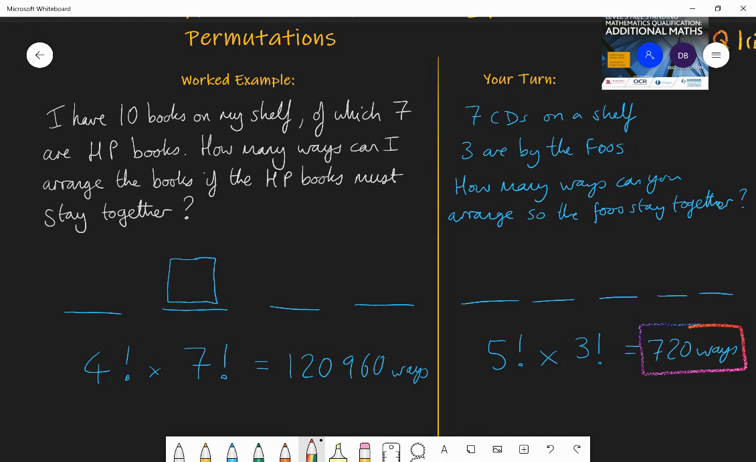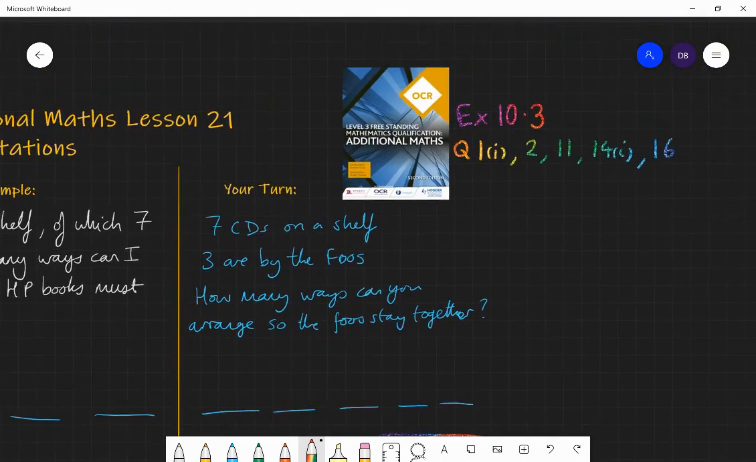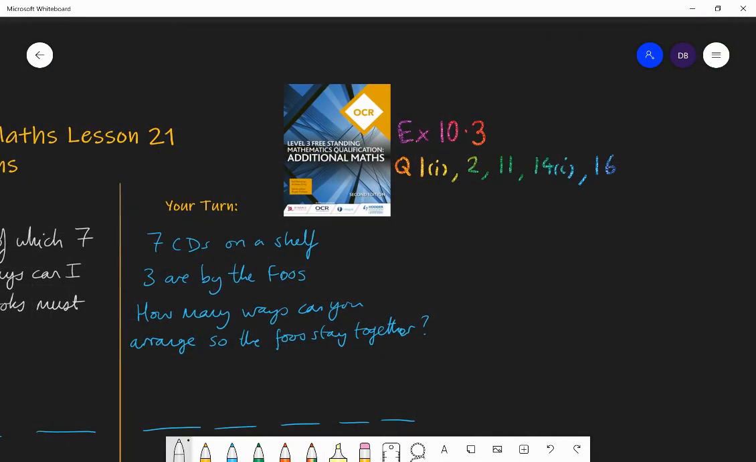What you should do now, after having thought through all 3 of those different types of example, is have a go at exercise 10.3, but only these specific questions, because the 3rd exercise in chapter 10 focuses on both permutations and combinations, but I'm going to teach you combinations in the next lesson. The questions that specifically focus on permutations, which is the number of different ways you can arrange things, where the order matters, are question 1i, question 2, question 11, question 14 part i, and question 16. So go practice, look at the different types of questions, and see if you can work through them using the knowledge you have. Enjoy.